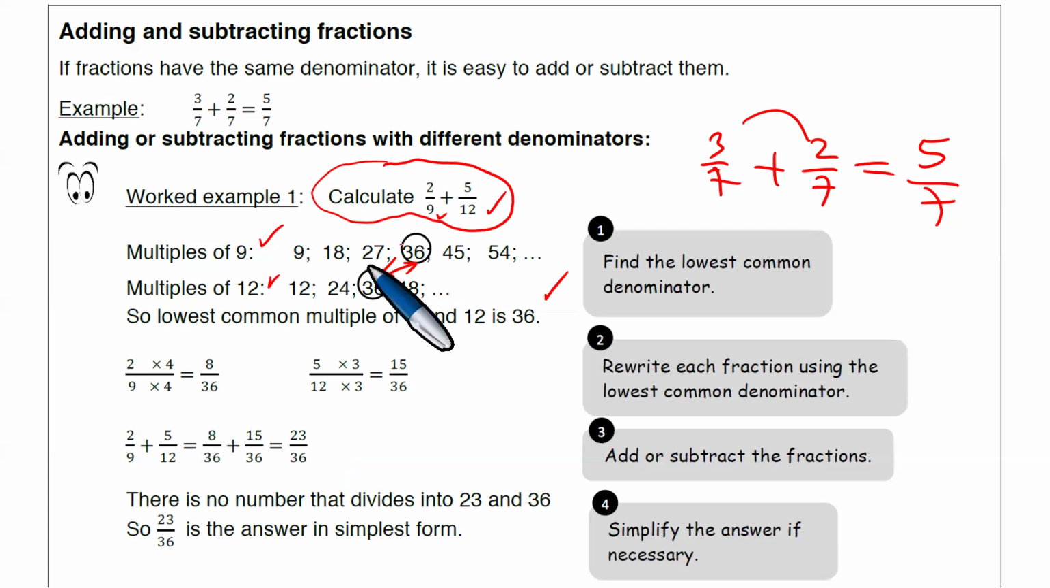So that in the end, you can take the 2/9. You want to make 9 into 36, and it's only 4 that multiplies 9 to give us 36. So you multiply the top by 4 and the bottom by 4. 2 by 4 is 8, 9 by 4 is 36. Now let us deal with 5/12, the other fraction. You want to make 12 into 36, you multiply the top by 3 and the bottom by 3, getting 15 over 36.